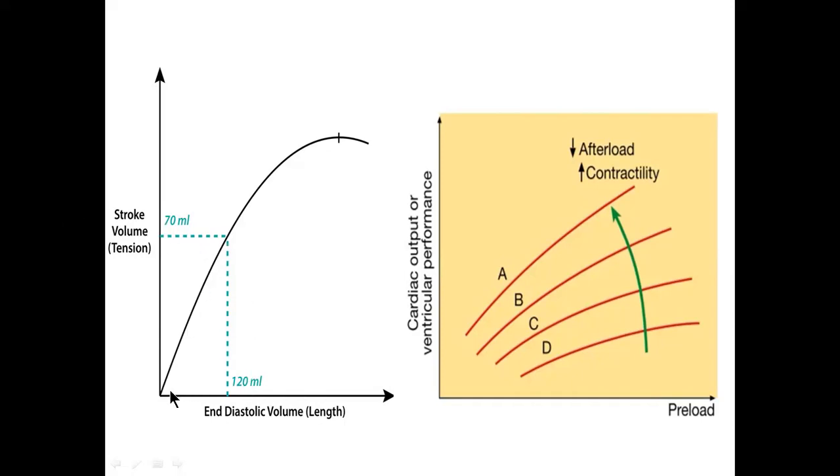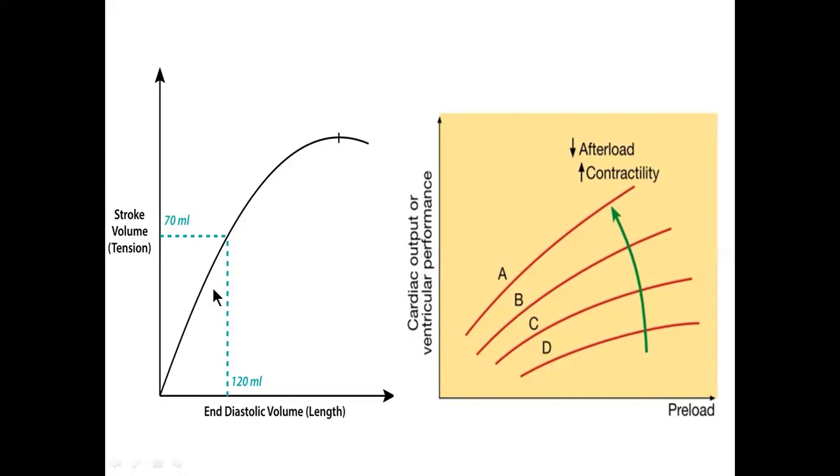And as you can see, if you keep on increasing the end-diastolic volume, and when you keep on increasing the preload, the stroke volume will keep on increasing. As you can see, this is the normal response according to the Frank-Starling law. When you increase the preload, the contractility will increase and so the stroke volume will increase.